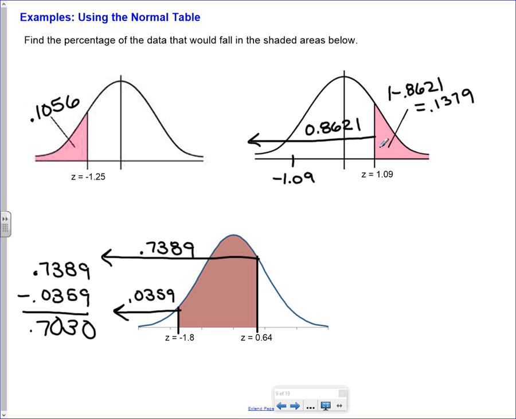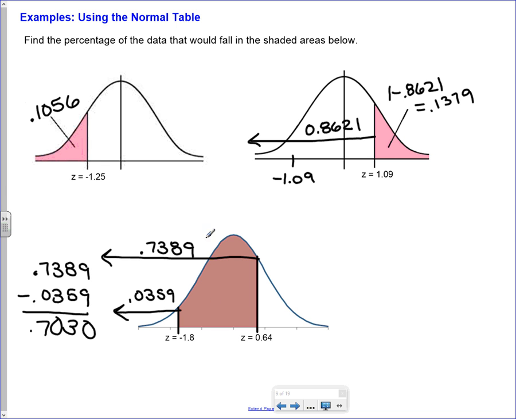So we can use the complement rule, right? If it's not over here, then it's over here. So they're opposites, so we can subtract from 1. So we can do 1 minus 0.8621, and we get this area is 0.1379. Okay? So sometimes you can just look at the chart and get the answer. Other times you need to subtract from 1 when you look at that answer. If you're looking for that area to the right, you're going to have to subtract from 1.